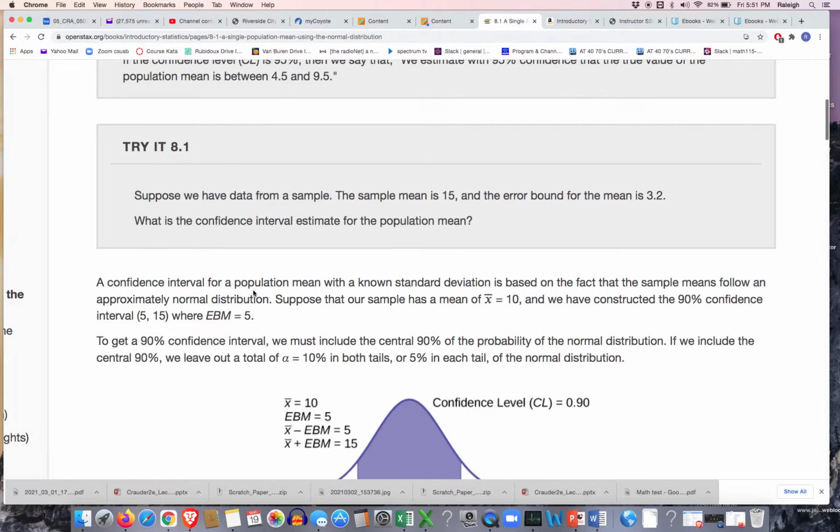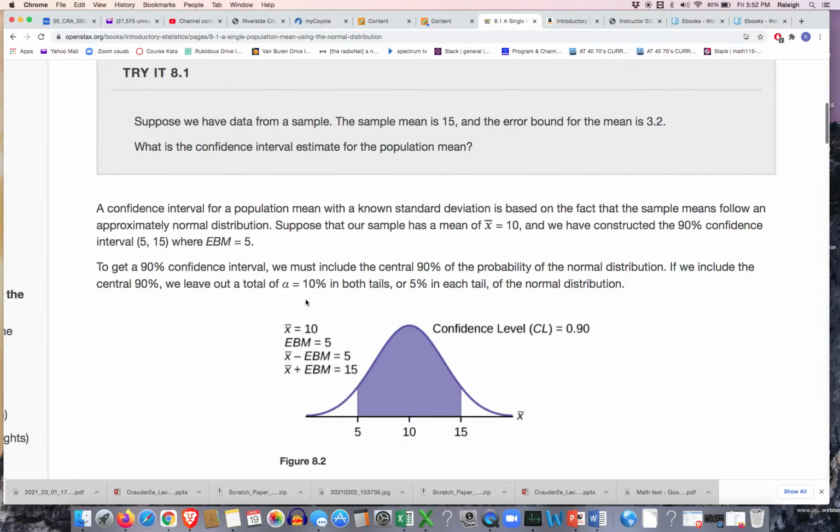Okay, for a population mean, there we have the confidence interval, and there's a known sigma based on the fact that the sample means follow an approximately normal distribution, and maybe x bar is 10, and somehow we need a 90% confidence interval, and the error is 5, so they've added the 5 and subtracted the 5, which is just from 5 to 15. To get a 90% confidence interval, we must include the central 90% of the probability of the normal distribution. So we go to the middle part, middle 95, middle 99, middle 90%. And so we would leave out a total of alpha, 10%. That's the non-confident area. And we divide that in two because it's always symmetric for the two tails. And 5% would be in each tail. So you got 5% on the left tail, 90% in the middle, and 5% on the right tail.